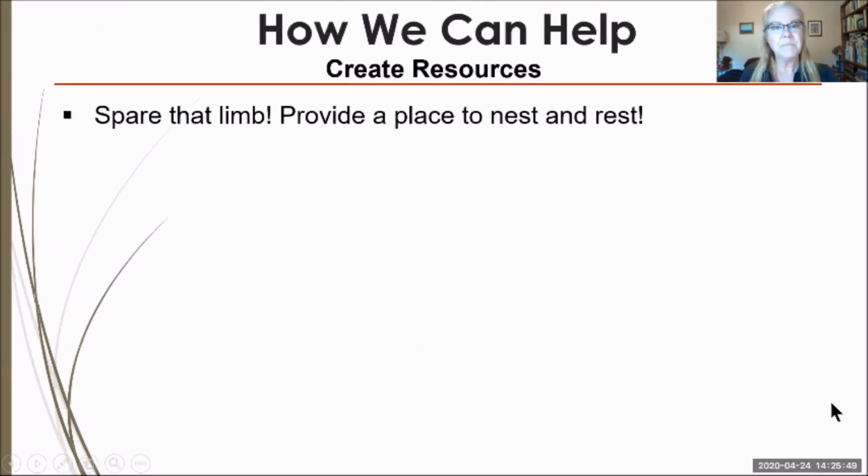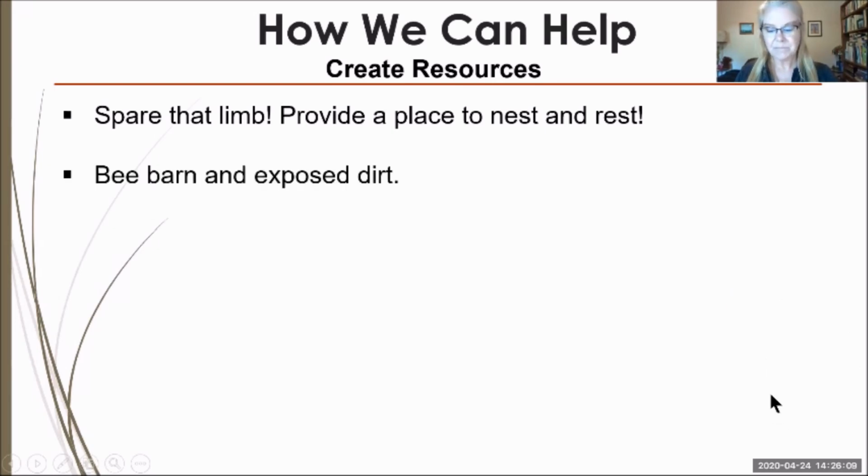Okay, so another way we can help is to create resources in our garden. So spare that limb, provide a place to nest and rest. Large screening shrubs make great shelter for all sorts of pollinators. You can build a bee condo. There's all sorts of things you can do. You can create a bee barn, and exposed dirt. A lot of our native bees are ground nesters, so they need to penetrate the ground so they can get in to build their nests. So just make sure you're not mulching everything. Just have a little space for them so they can have their nesting underground.